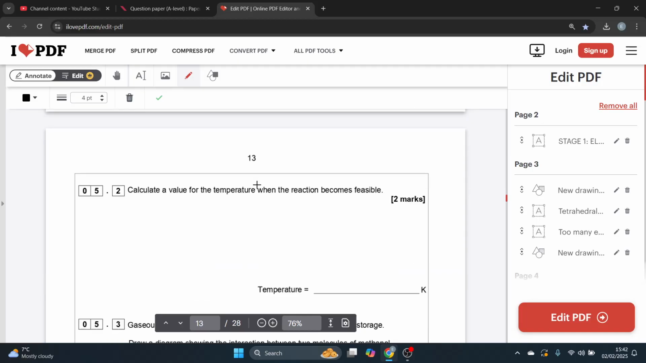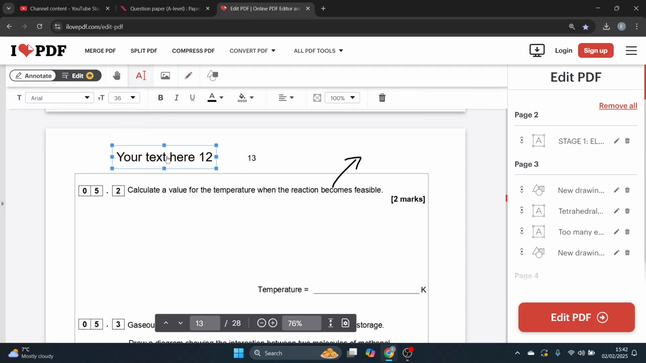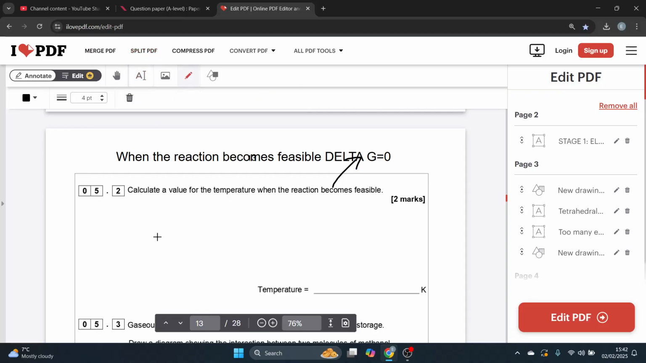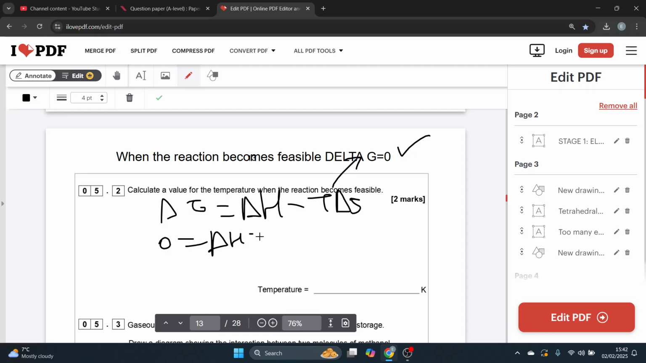5.2 calculate temperature for the reaction when the reaction becomes feasible. So when the reaction becomes feasible, delta G equals 0. So delta G equals delta H minus T delta S. And I just said when the reaction becomes feasible, delta G is equal to 0. So it's going to be 0 equals delta H minus T delta S.